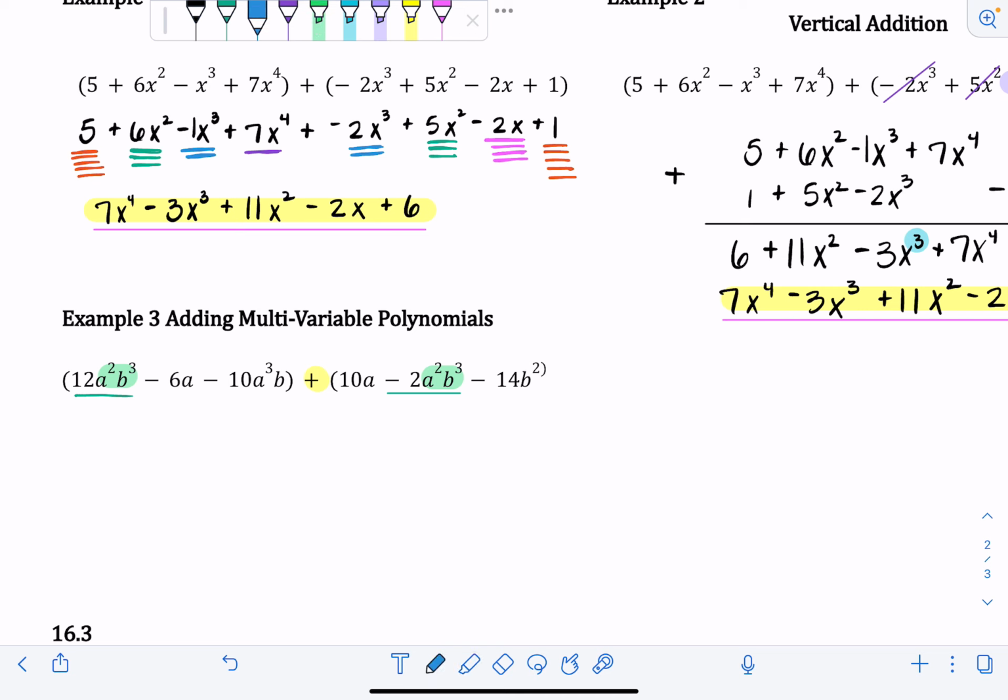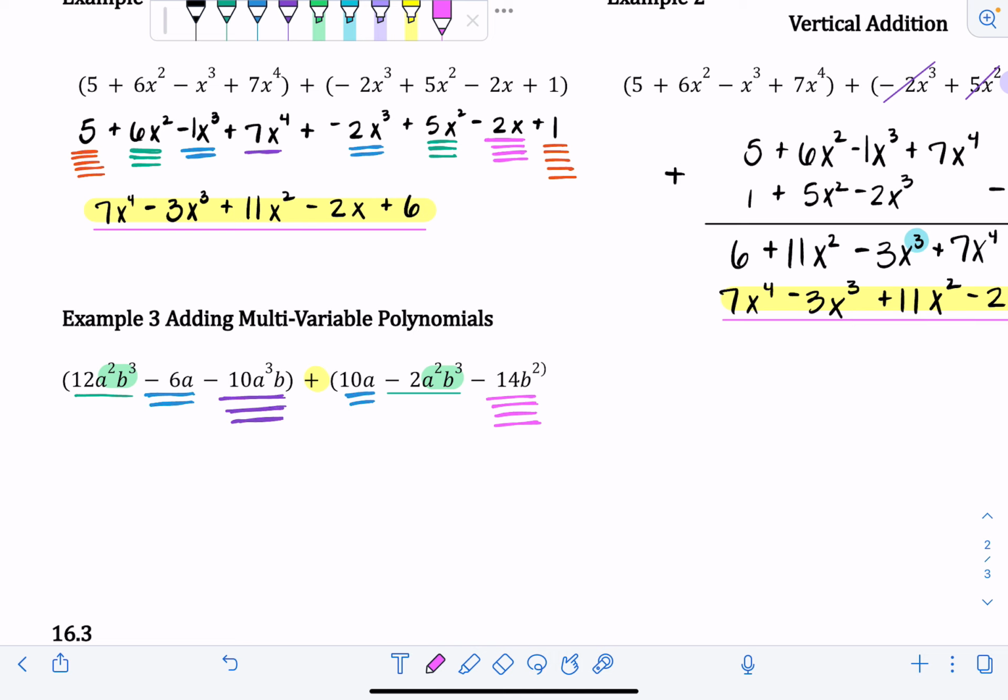And then I have a negative 6a right here and a 10a right here that both have a to the first power. And then I have a negative 10a to the third power b right here. There's no other ones of those though in the expression, so that would be kind of on its own, like an outlier. And then I have a negative 14b squared at the end, and there's no other b squared, so that would be on its own as well.